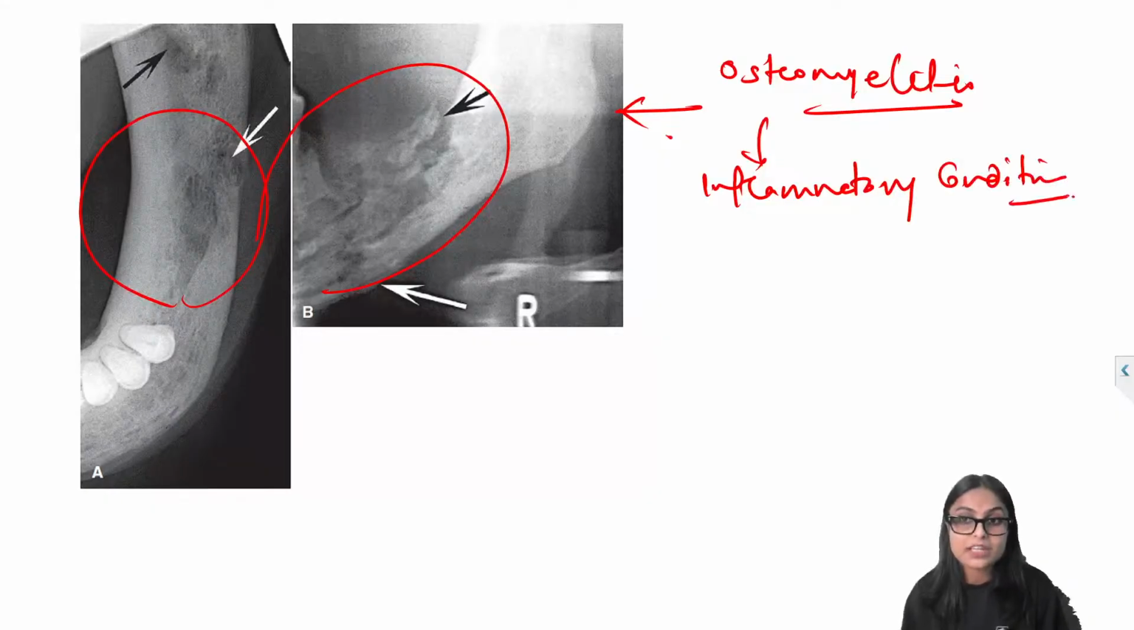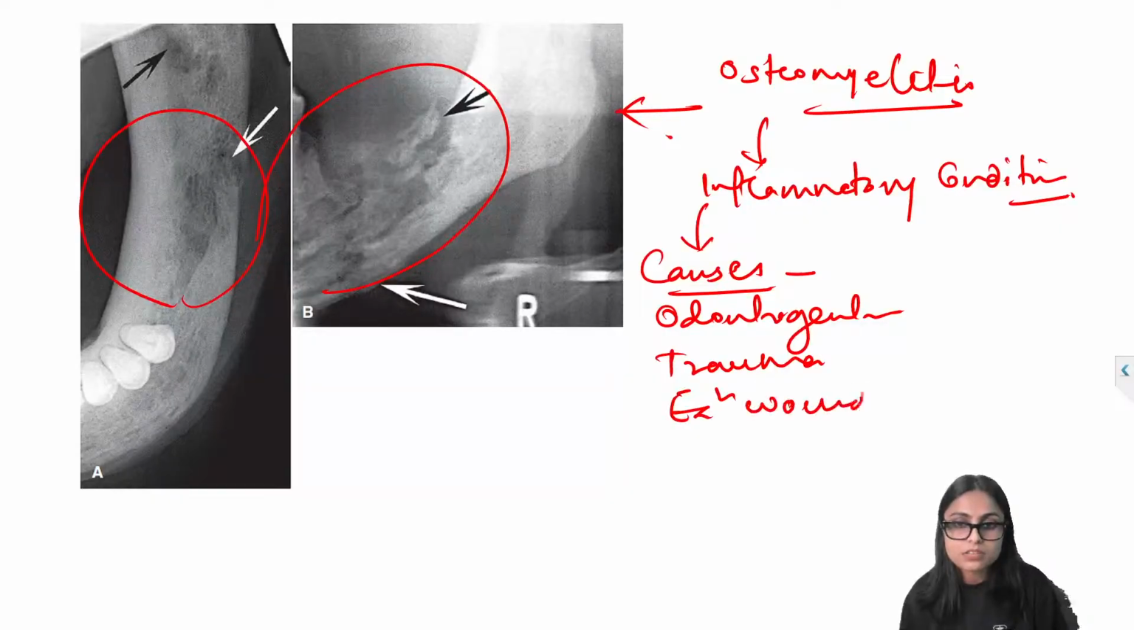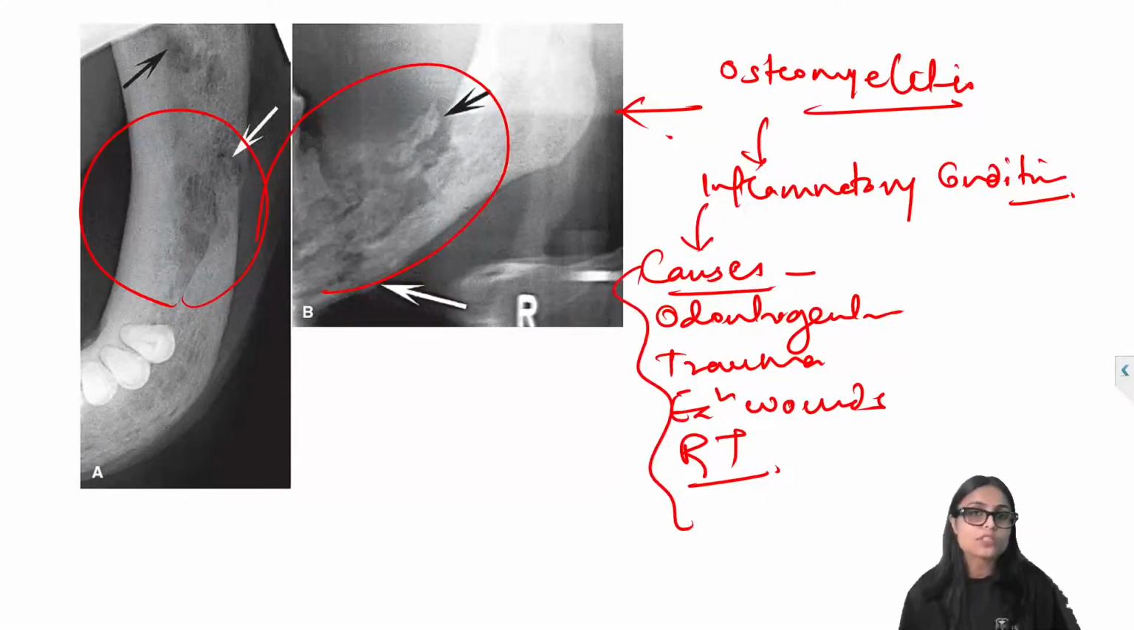And this inflammatory condition affects bone. So, bone, that is cancellous as well as cortical bone. The periosteum is also affected, correct, in osteomyelitis. So, here the causes for this inflammation are odontogenic, that is carious teeth, sometimes trauma, extraction wounds, or radiotherapy. These are some causes for osteomyelitis, correct?